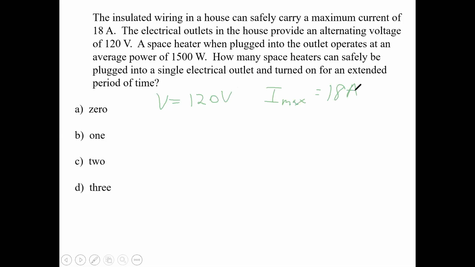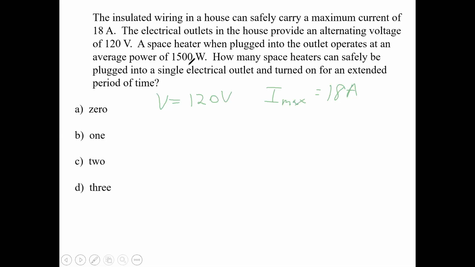That's a safety feature because when wires get too much current through them, they get hot, and then we've got a fire hazard. So if that happens, the circuit breaker is tripped. This might happen if you've got too many things plugged in at the same time. For instance, hair dryers are well known for tripping circuit breakers. All right, so this problem asks about how many space heaters we can safely plug into a single outlet.